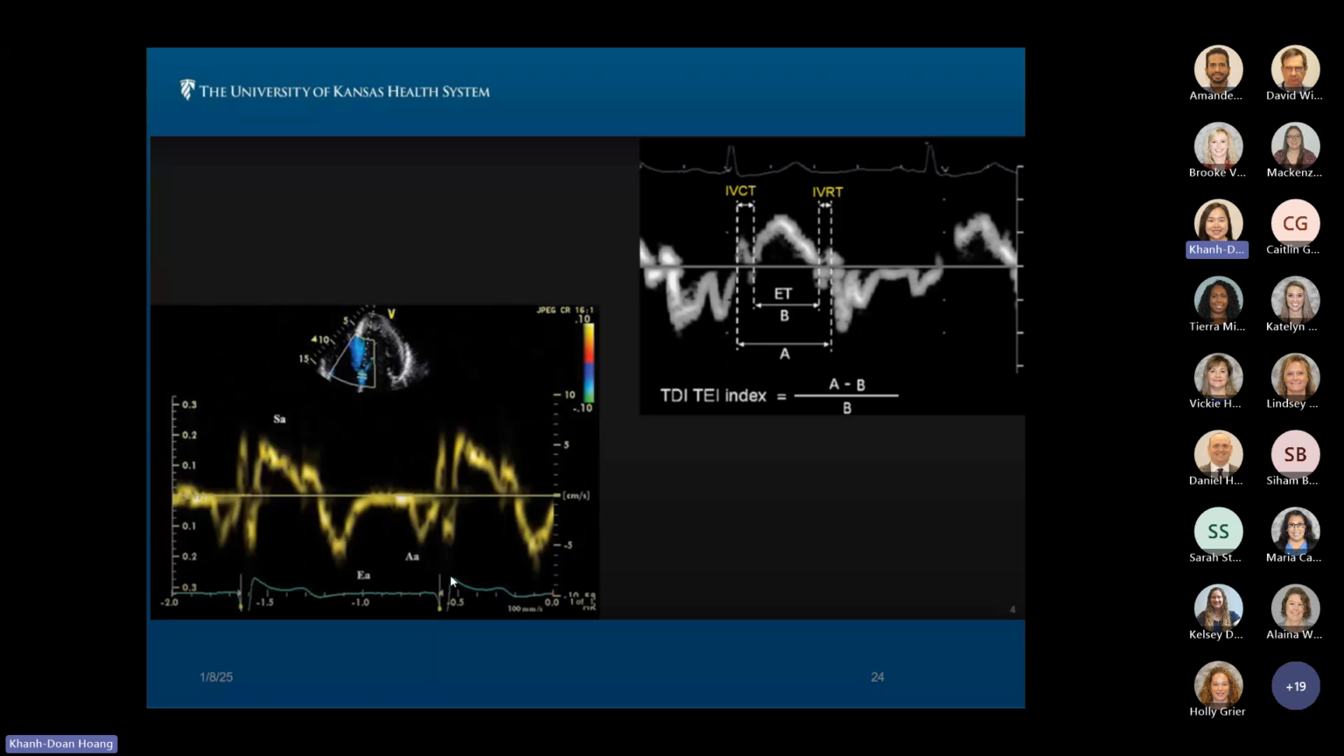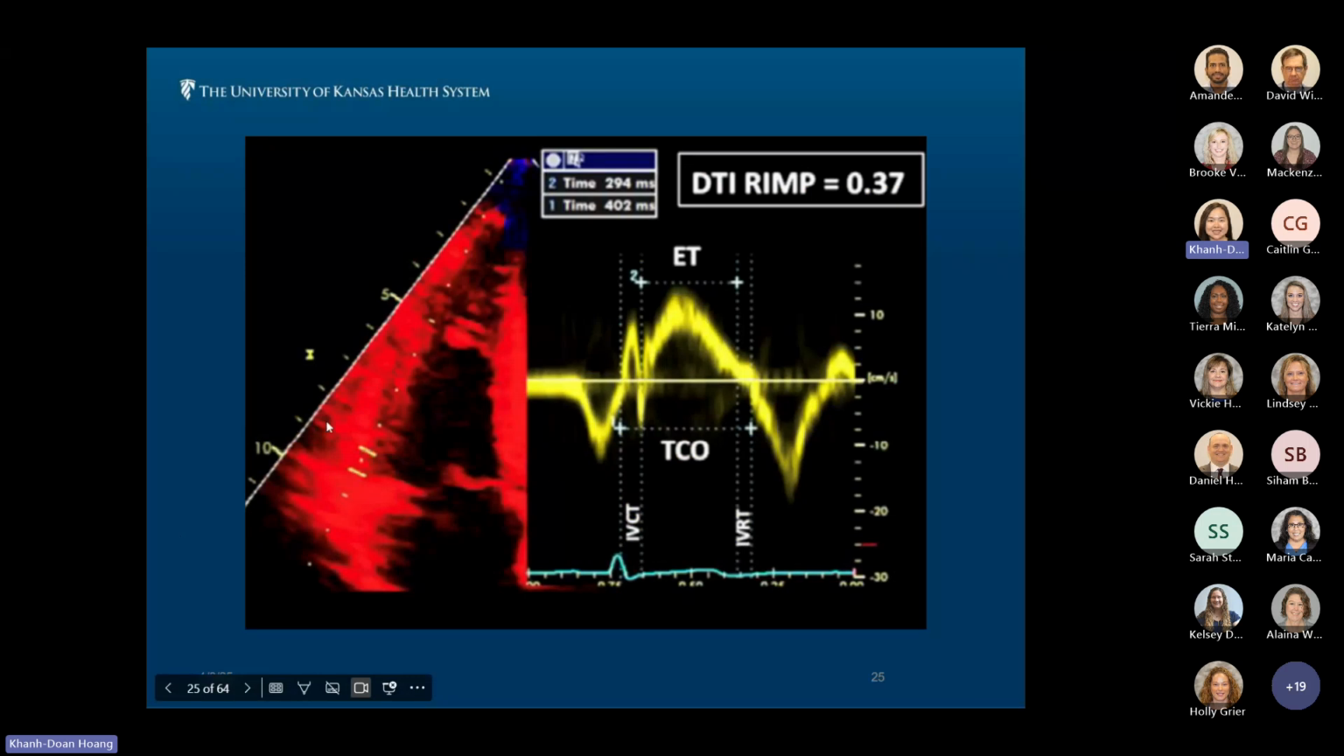And again, the Tei index is calculated the very same way as before, isovolumic contraction time plus relaxation time divided by ejection time. And then I just wanted to put an example here of the tissue Doppler velocity method from guidelines. And again, this is looking at RV function, but it's just an example of how they're doing it.